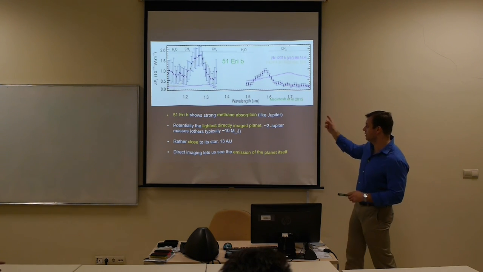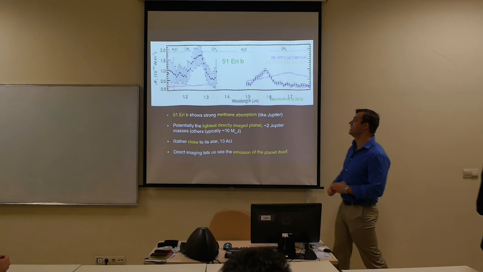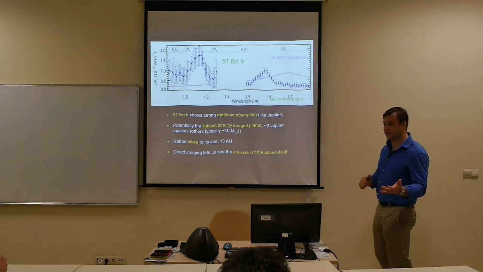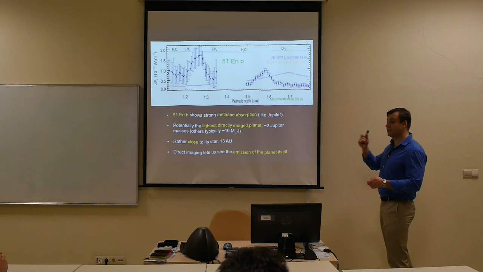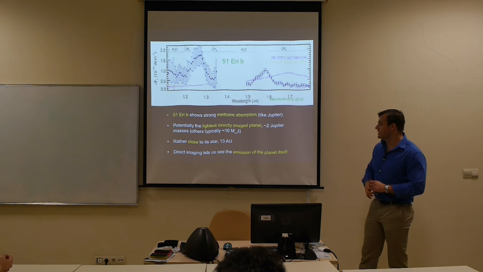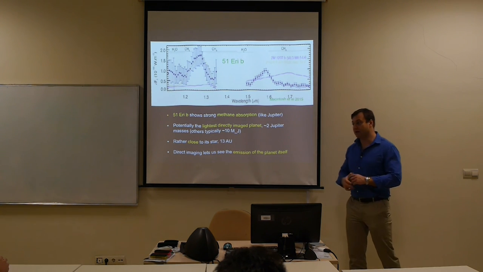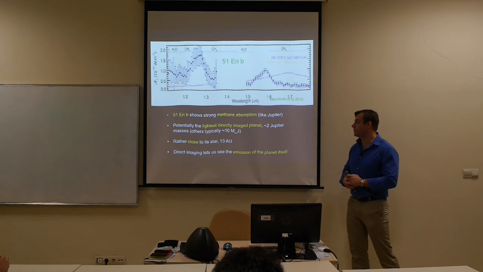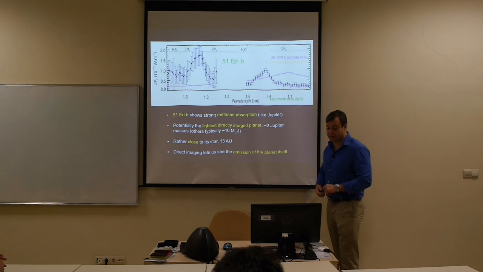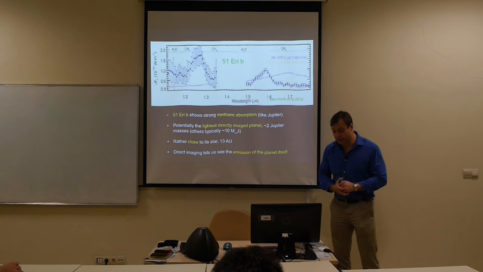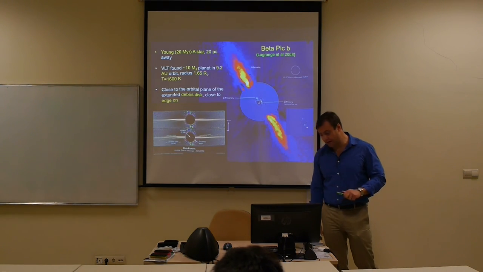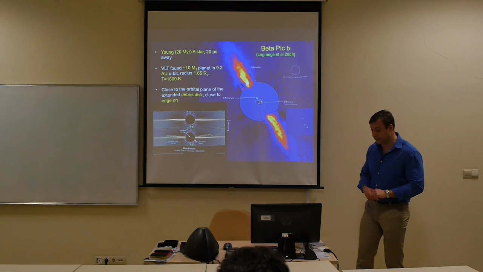We figured out in these near-infrared wavelengths that the planet has a lot of methane in its atmosphere because we see these methane absorption bands. That makes this planet quite similar to Jupiter in some sense, in terms of the structure of its atmosphere. It's not very massive. It has a mass of about 2 Jupiter masses. It sits pretty close to its star. But this technique actually lets us see the emission of light from the planet itself.